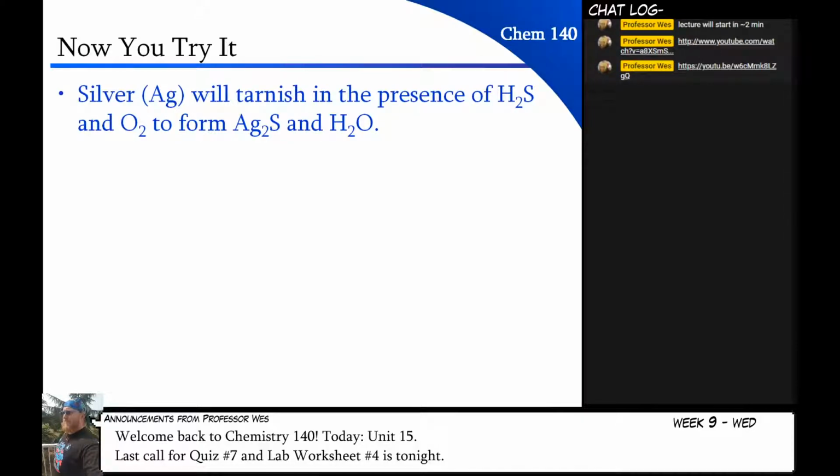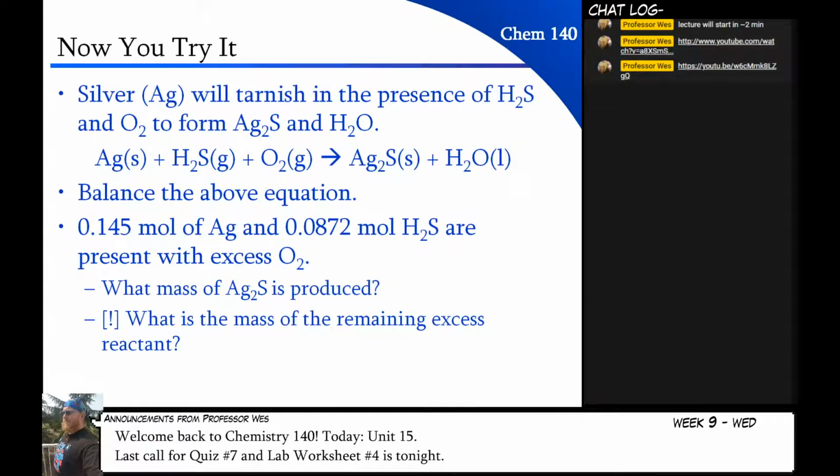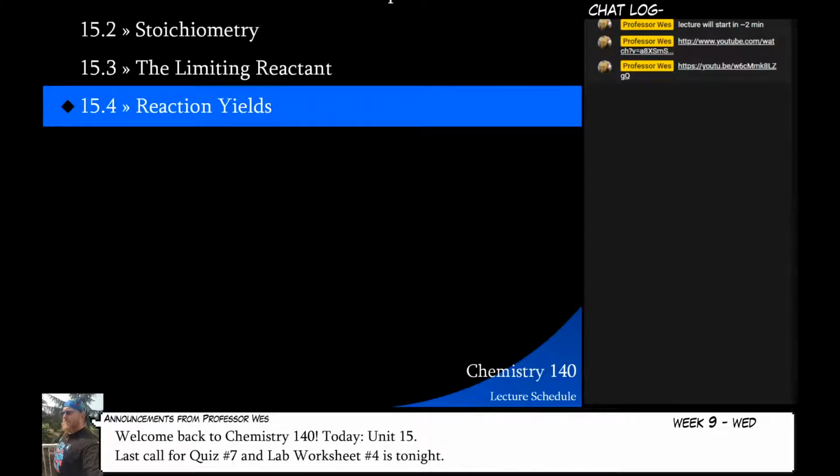All right. I'm going to skip this problem. I'm just going to leave this for you to try. There is a challenge problem at the bottom if you'd like. But we've done like 4 of these. I don't need to do a 5th one. If you have questions about it, you can poke me in the Discord. Send me an email, and I'll give you the answer. I just want to get through reaction yields so we're done with Unit 15. And so next week, we only have Unit 16.